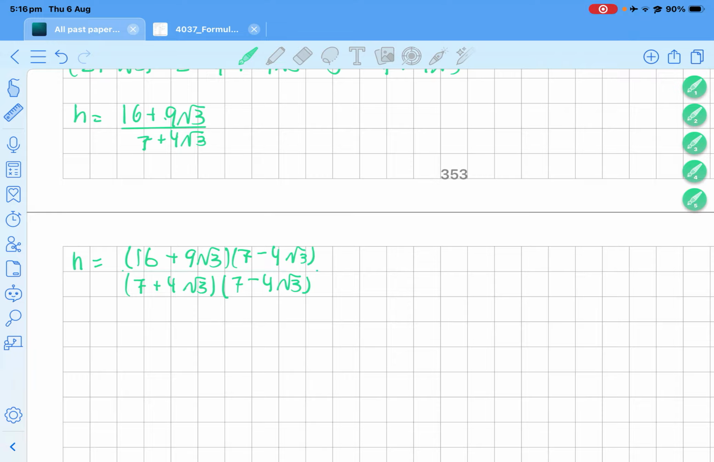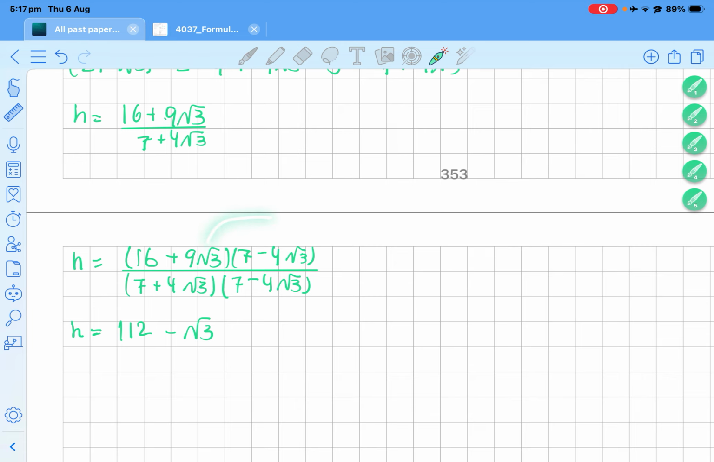Divide this whole thing. So h, if I expand this out, 16 times 7. Well, 16 times 5 is 80, and then 80 plus 32 must be 112. So 112. And then we have 16 times minus 4 root 3, so minus 64 root 3, and then 9 root 3 times 7 is 63 root 3. So 63 minus 64. They only have a difference of 1. Seriously.